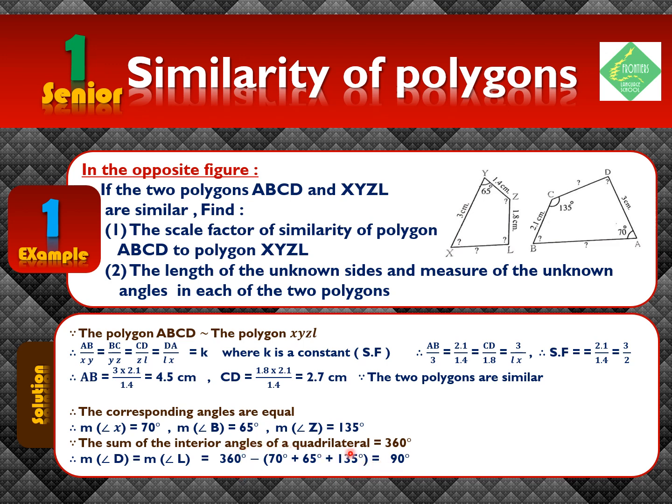Any interior angles of a quadrilateral, their sum of angles equals 360. So angle D equal angle L equals 360 minus summation of the other angles, and the result will be 90.